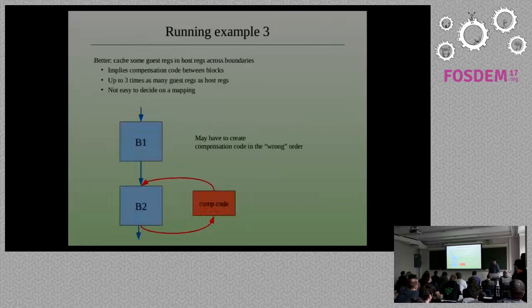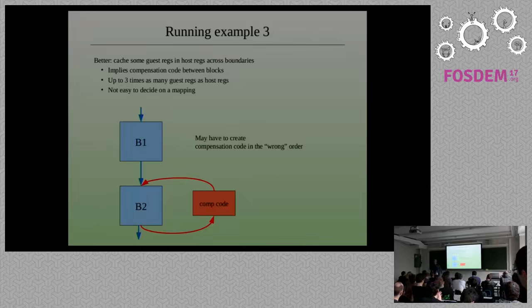So we would like to do better, and the approach of flushing everything back to memory at the end of a basic block is terribly naive by common standards of building these kinds of things. So what we would really like to do is hold some values of the guest registers in the host's registers as we go across basic block boundaries. But that's actually not so simple to do. There's a couple of problems.